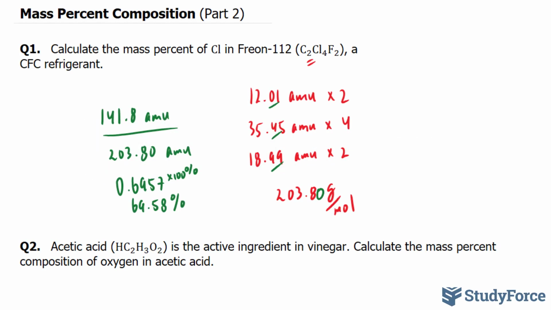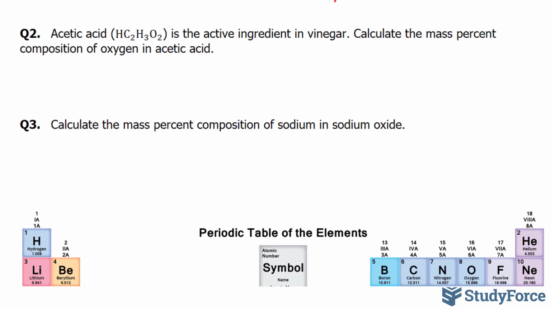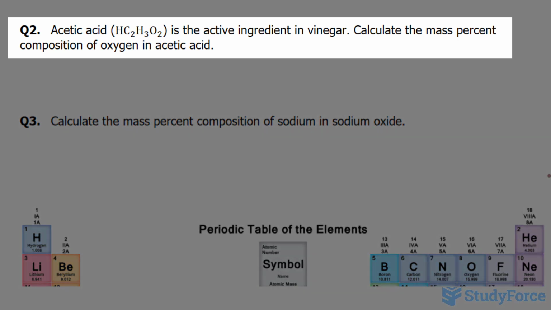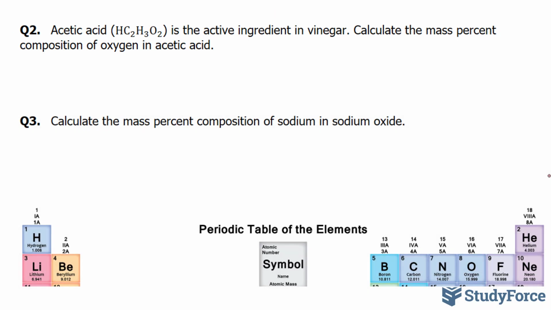In part 2 of this lesson, I'll continue answering where we left off, and we left off with these two questions unanswered. Namely, in question 2 they ask, acetic acid, which has the chemical formula shown there, is the active ingredient in vinegar. Calculate the mass percent composition of only oxygen in acetic acid. So let's go ahead and figure this out.